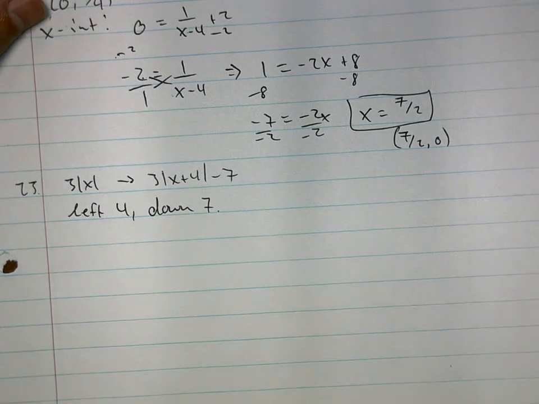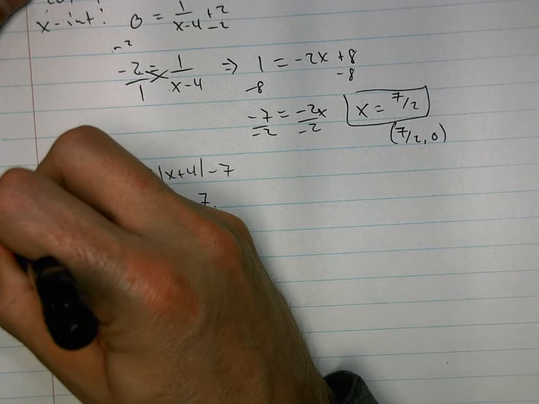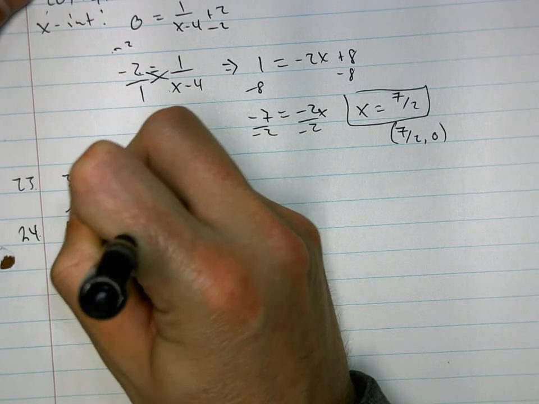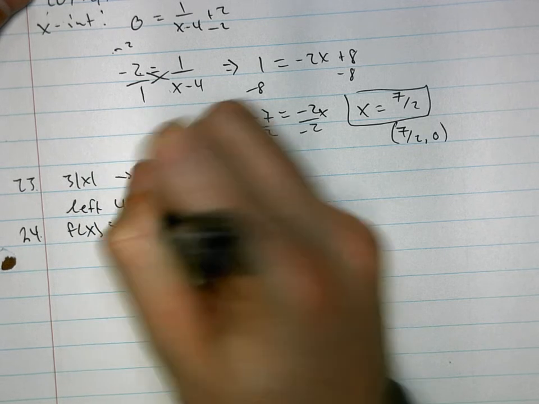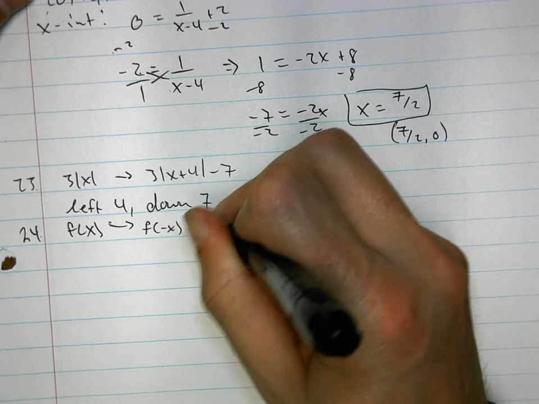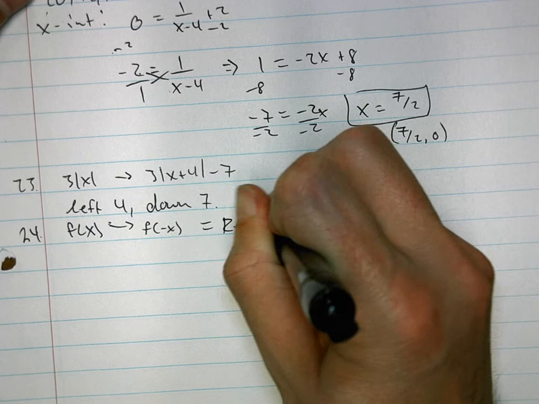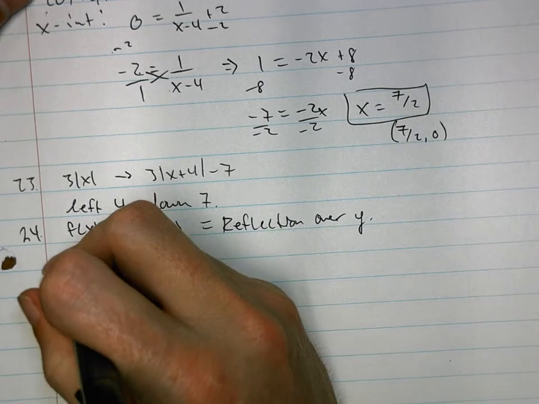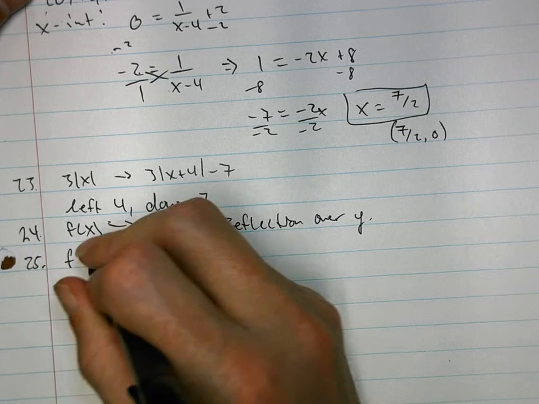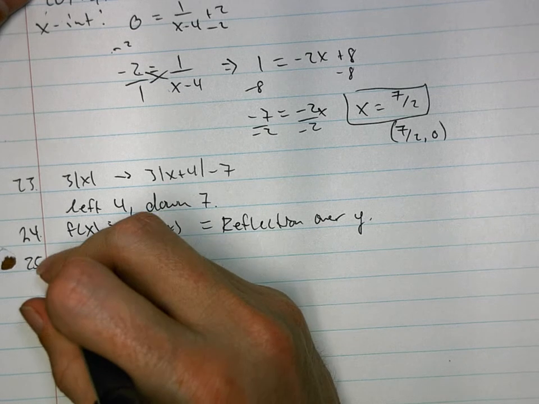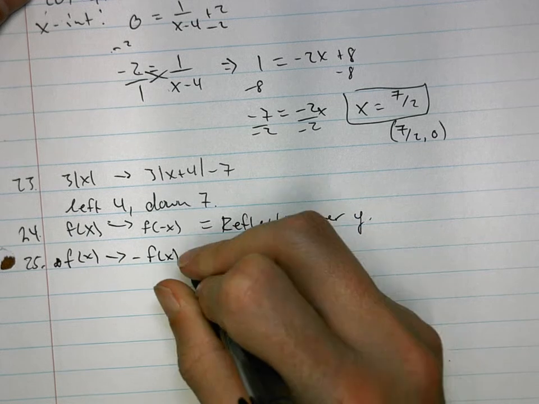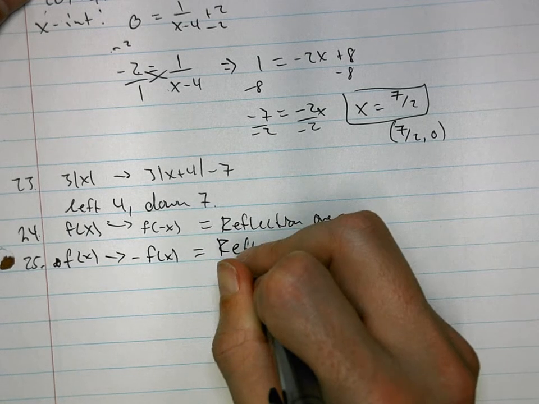24. From f of x to f of negative x, this is a reflection over the y-axis. And for 25, f of x to negative f of x is a reflection over the x-axis.